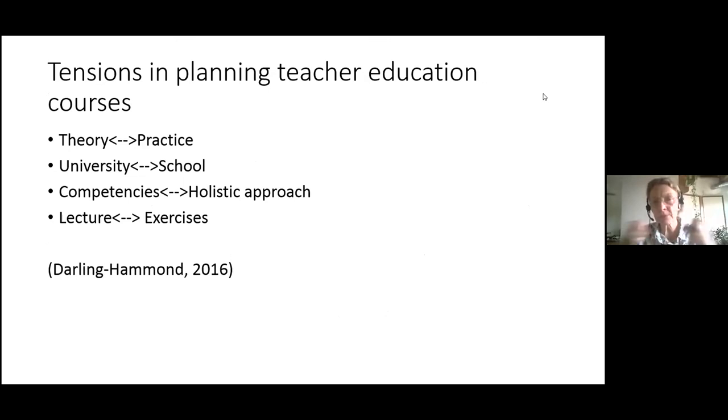And one of the big tensions is the balance between the theory and the practice. And the second tension that we always have is the tension between what happens in school during the practicum and what happens in the university. And this was compounded because of the COVID situation, because the practicum was disrupted.